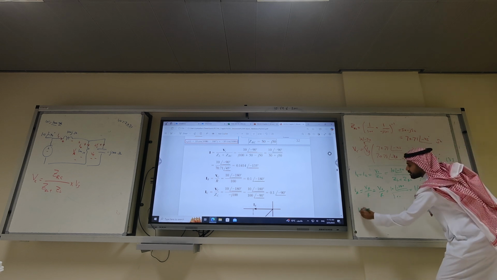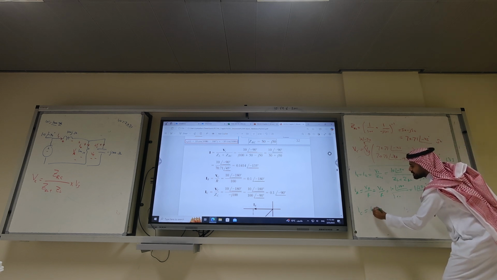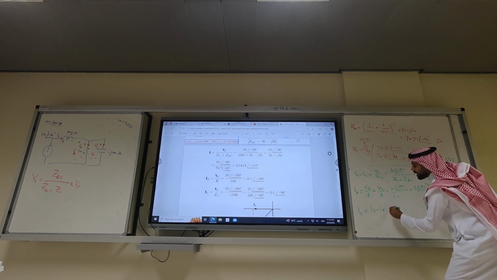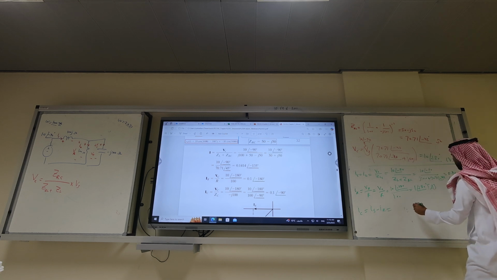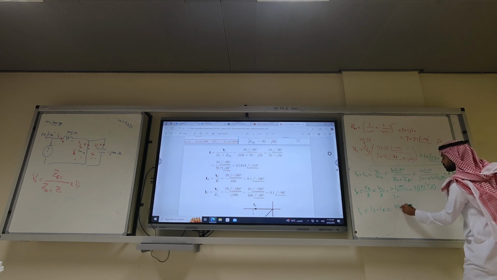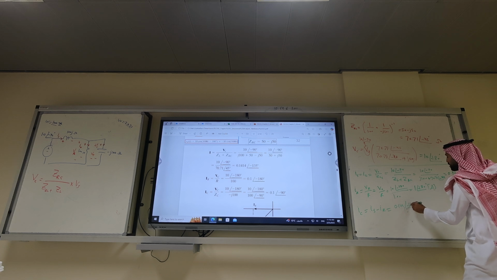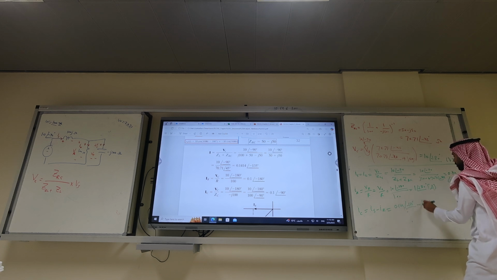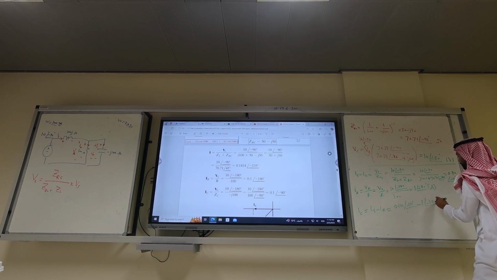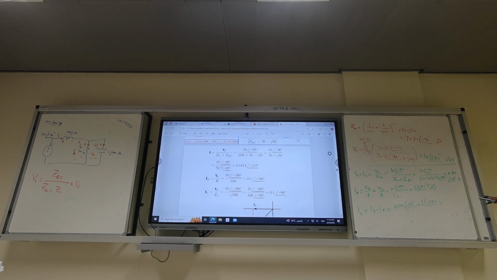And what is IC? KCL: IC is IS minus IR, which is what? 0.14 angle minus 135 minus 1 angle 180. Should be 0.1. Which one is 0.1? The IC? The IR. Oh, you're right.